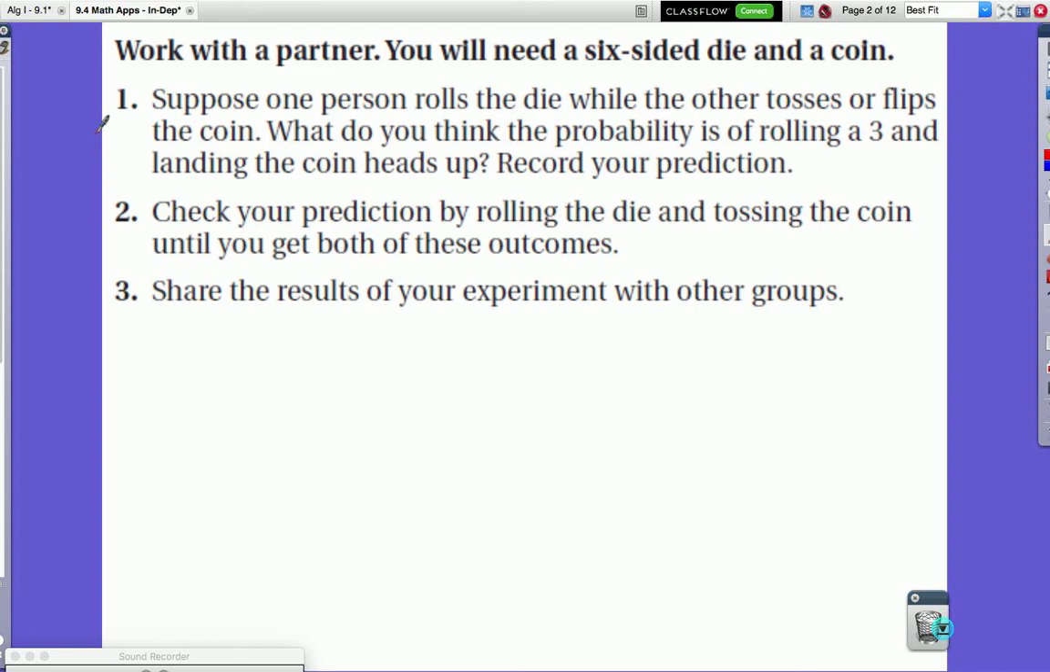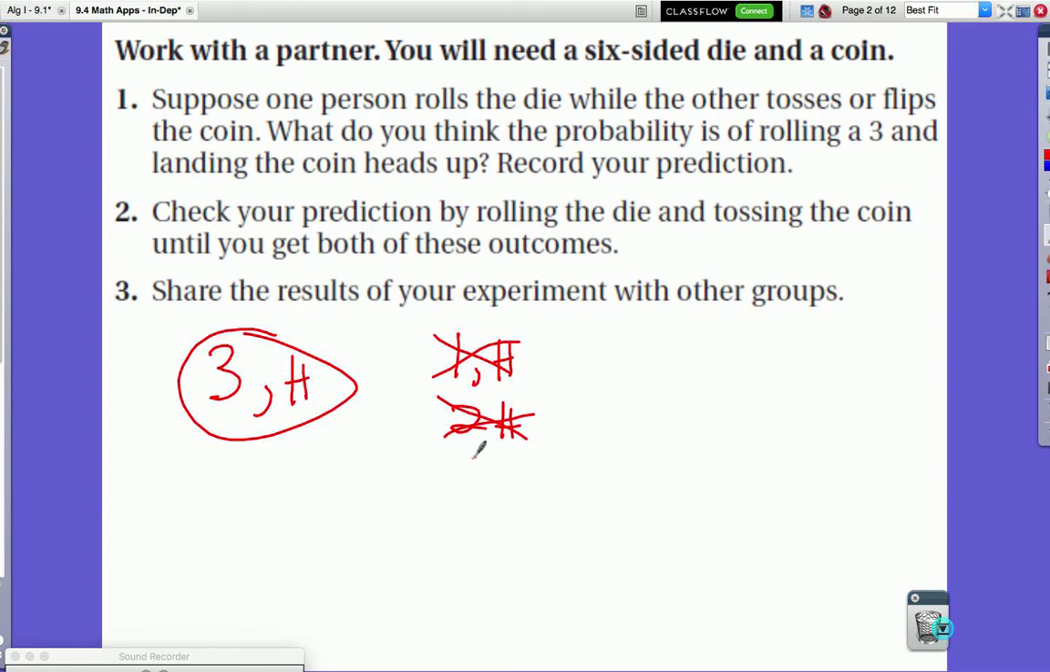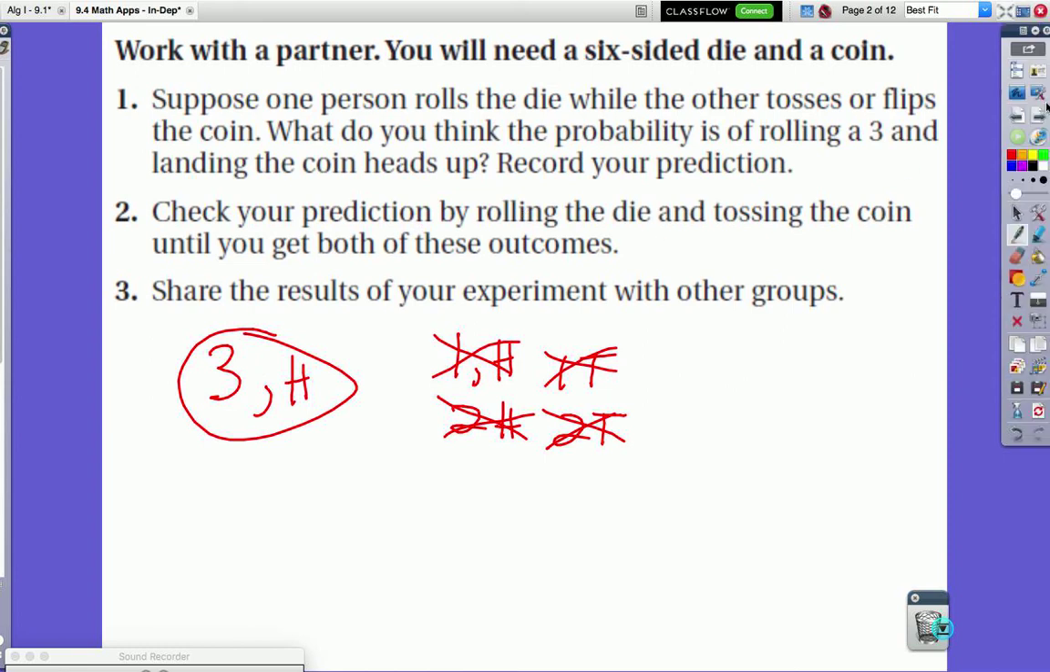All right, so with the dice and a coin, it says if one person rolls a dice, the other flips the coin, what's the probability that we roll a 3 and land on heads? So the only way we can get a success is if person 1 rolls a 3 and person 2 flips heads. That's the only success. If someone rolls a 1 and heads, that's not good. So we want to find out how many total outcomes there are for this one success. That's what we're going to be learning today.